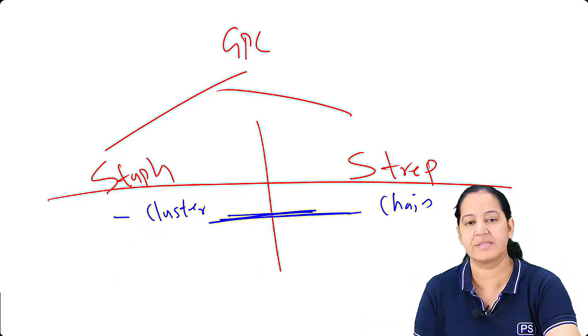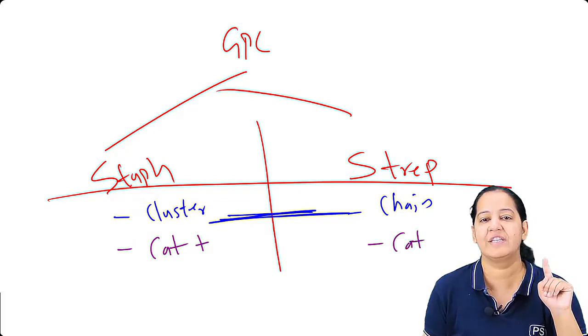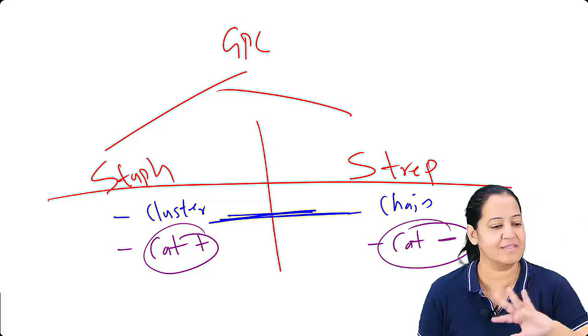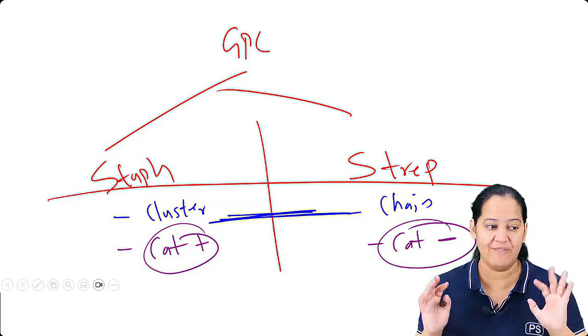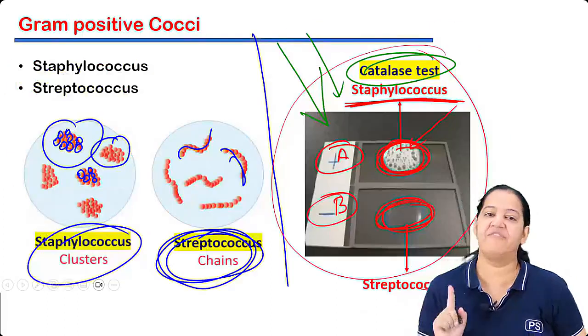Number 2 difference. This one is catalase positive. This one is catalase negative. That is, here the catalase enzyme is present, which is giving the bubbles. Here there is no catalase enzyme, so no bubbles. Okay, till now we have learned that. This is the summary. Now let me start the first bacteria, Staph.